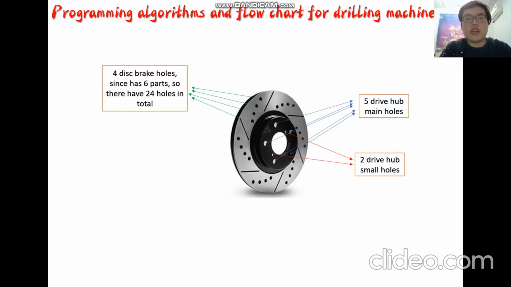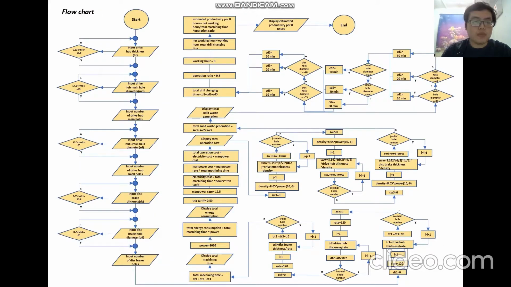My name is Teo Xiong, and my matric number is AD190226. Now I would like to present the programming algorithm and flowchart for the drilling machine. Based on this diagram, you can see there are 5 drive hub main holes, 2 drive hub small holes, and also 4 disc brake holes. So there are 24 holes in total.